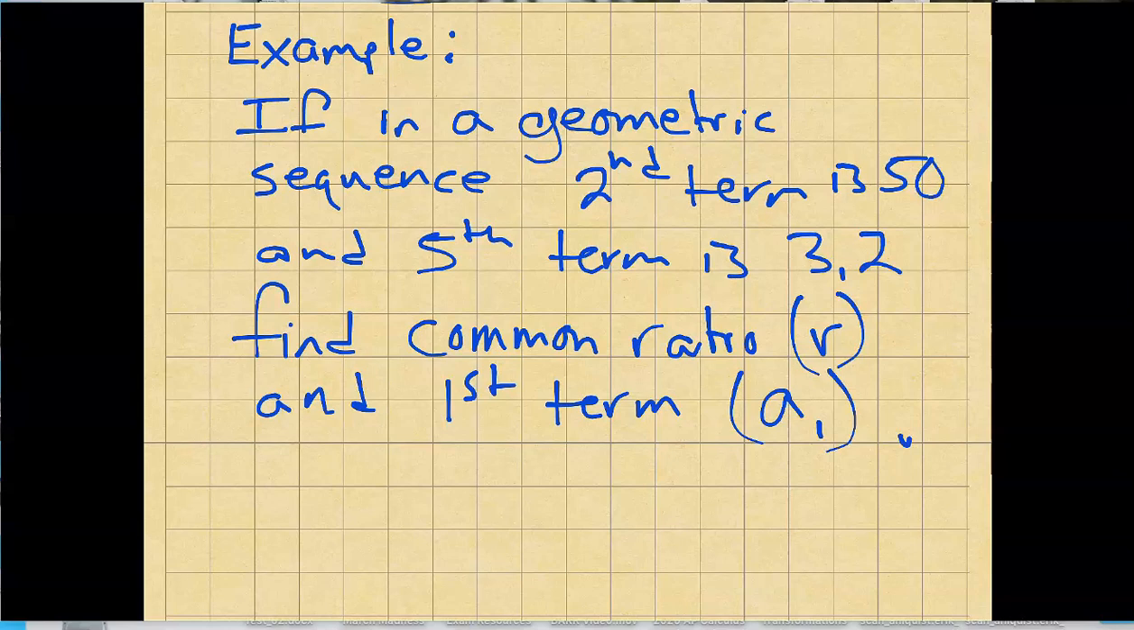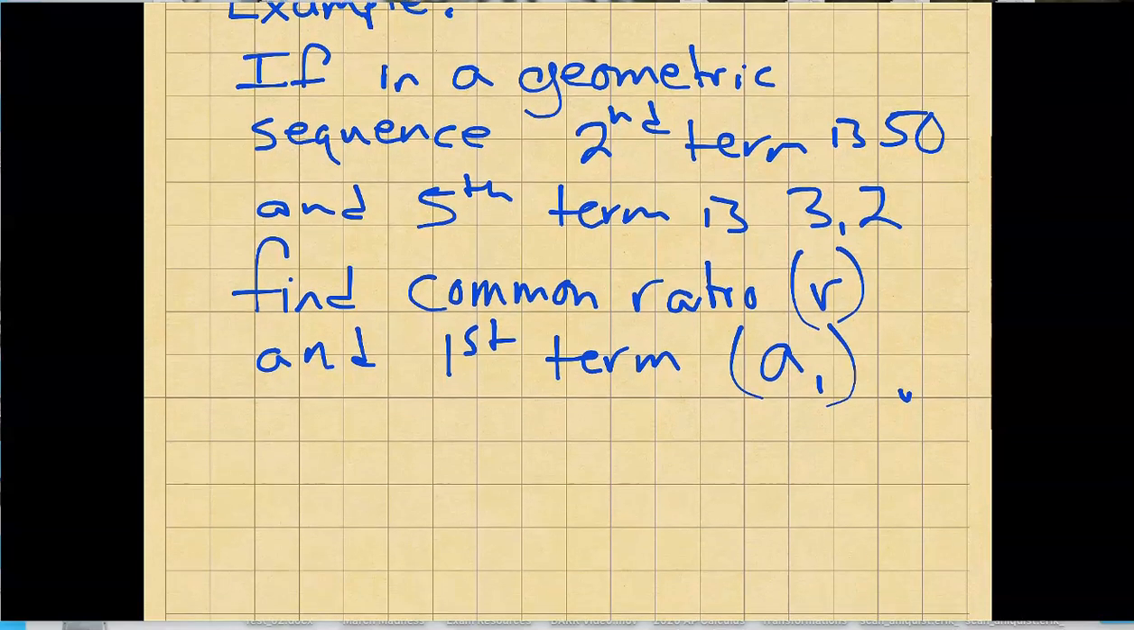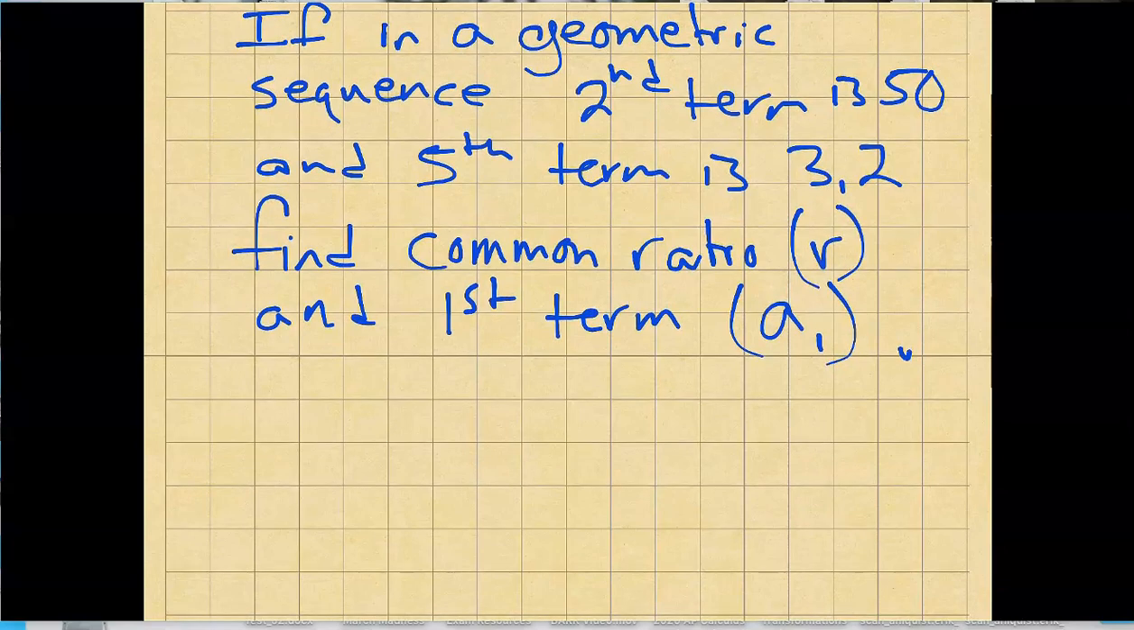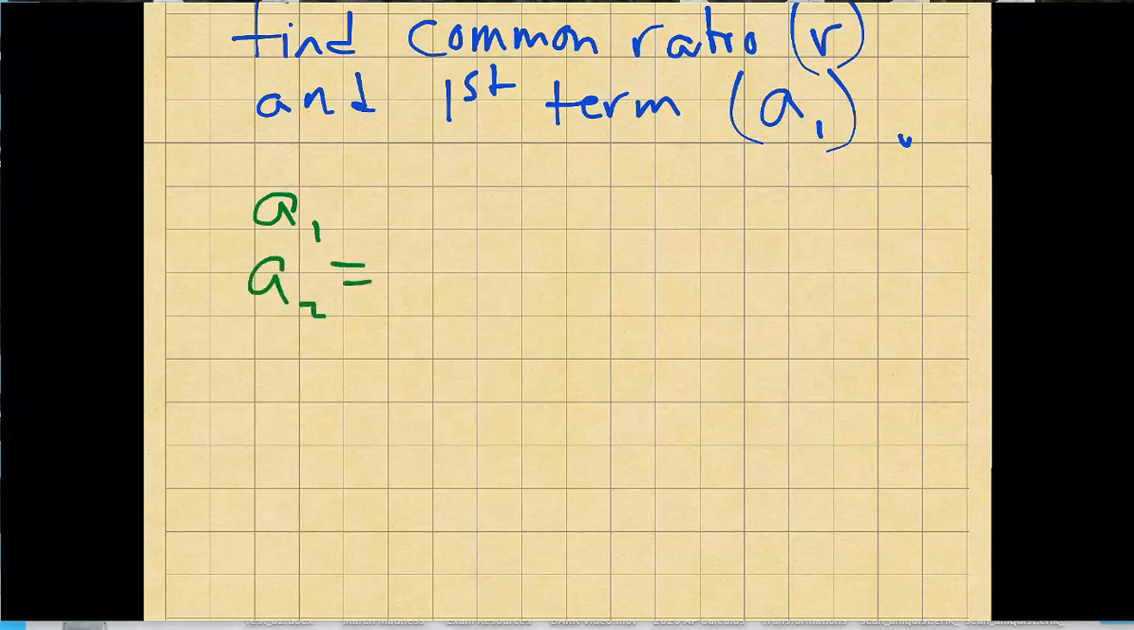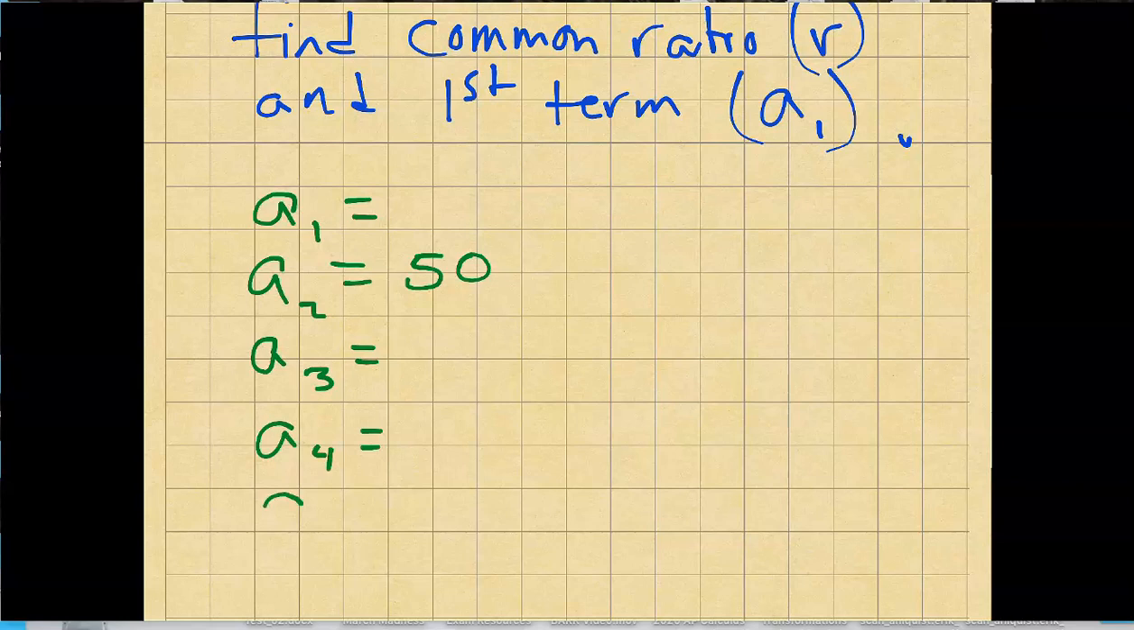So here's the way I would do it. It's hard to just dive into this. Some people maybe can just dive right in and know exactly where to go. I tend to say, let me take a step back and figure out what information I have and where it fits into my puzzle. So I know there is a first term. I know there's a second term, and I even know the second term is 50. I know there's a third term. I know there's a fourth term, and I even know there's a fifth term. And I know the fifth term is 3.2.